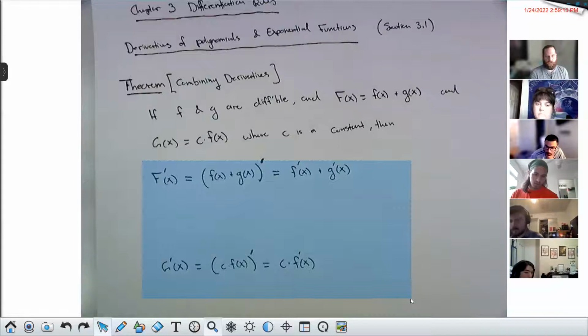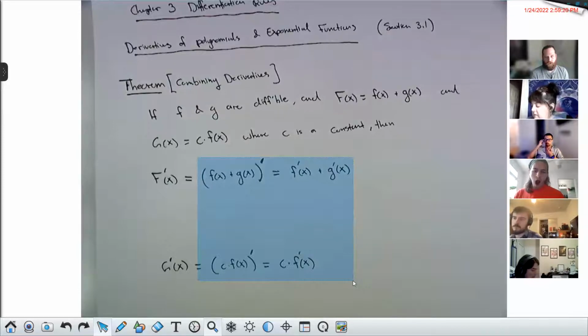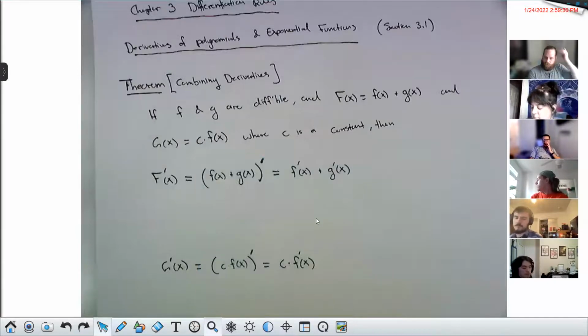These two rules together express what is called linearity. And the word linearity has the word linear in it, so you should be thinking of lines right now, but that's not what we're talking about. We're not saying that derivatives have any, how do I say this? We're talking about linearity of a certain kind of special function called an operator.